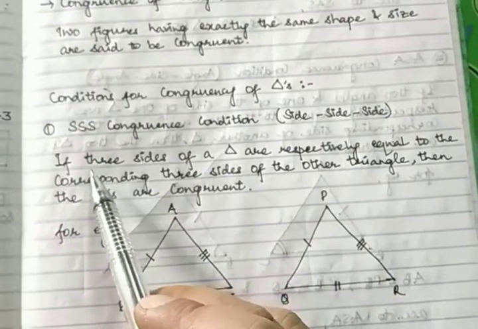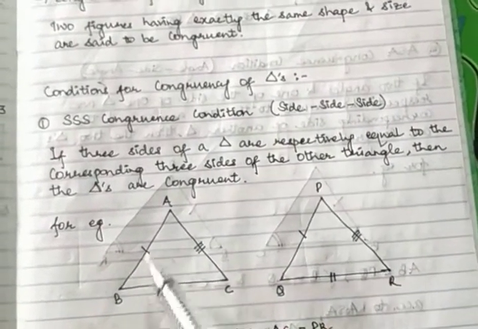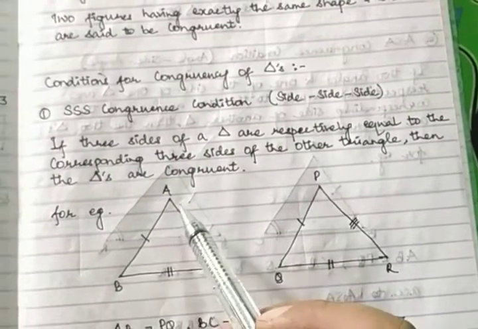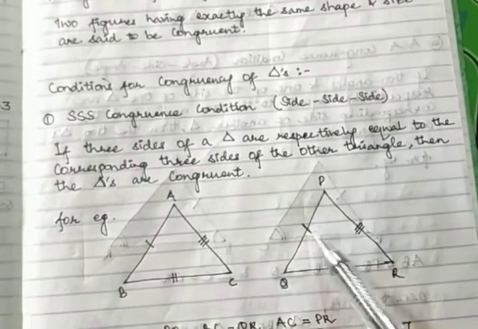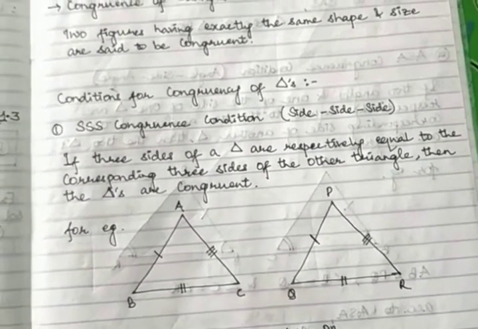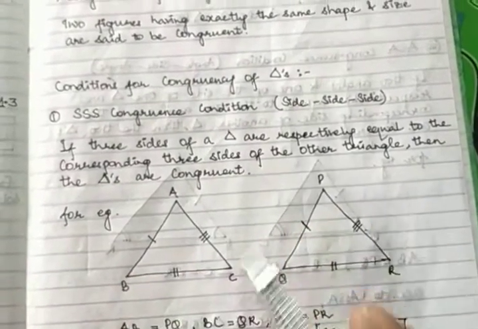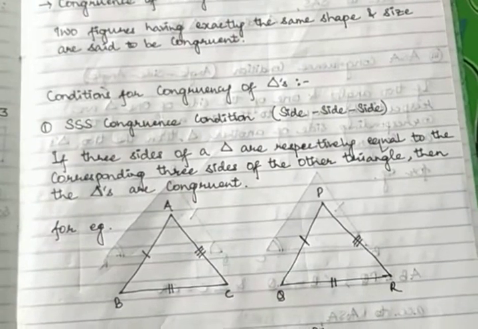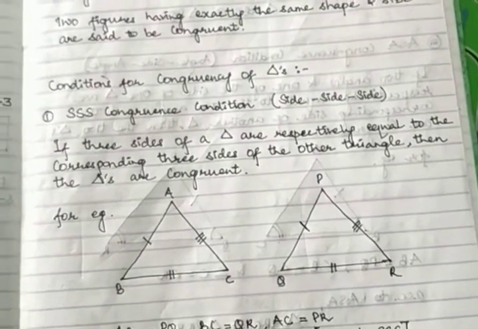That means when three sides of a triangle are equal to three sides of the other triangle, if the lengths are the same, that's why I have drawn the figure as well. See, here, one mark here, one mark here, two marks here, two marks here, three marks here, three marks here. If all the three sides of this triangle are equal to this triangle, then the triangles will definitely be congruent. No need to worry about the angles.